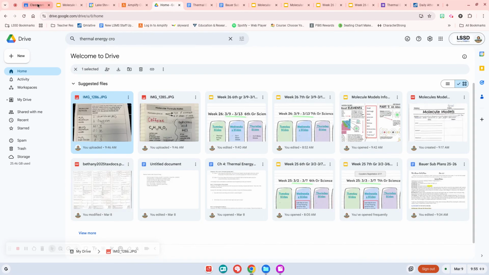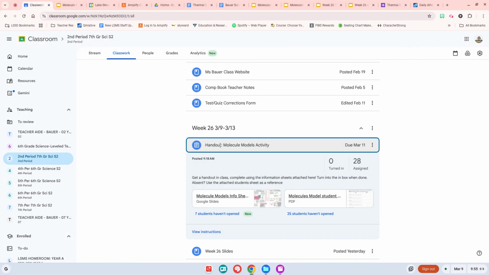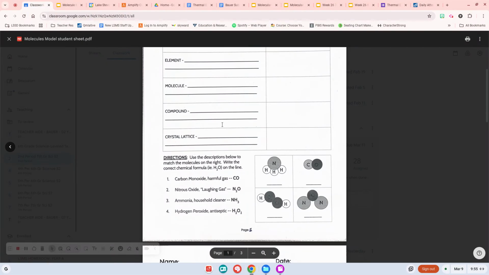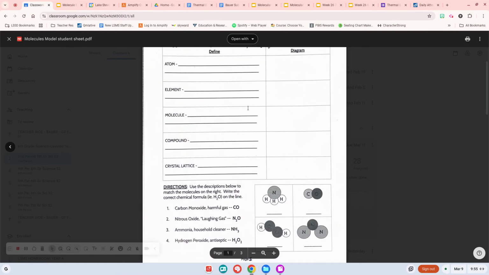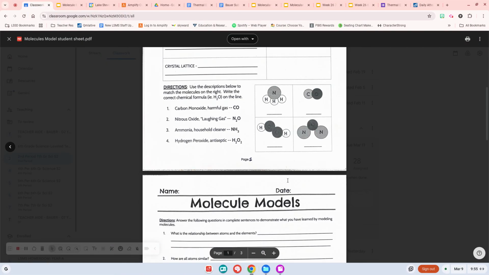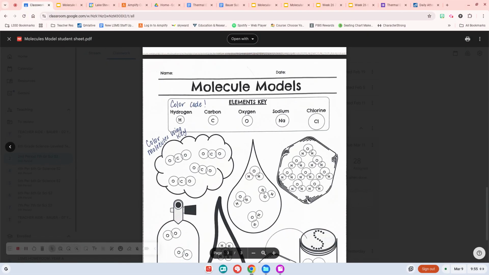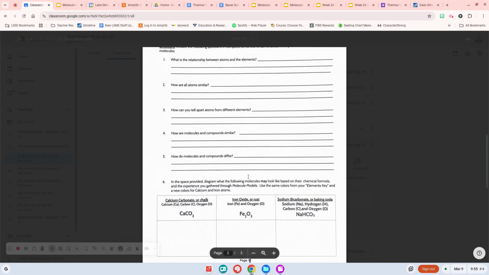If you check out your Google Classroom, you can see molecules model activity. Student sheet is here. It looks like this. This is going to be some review for you, and also some new stuff where you're going to be practicing deciphering your chemical formulas here and here, making a model. And the last page, you're going to actually color code and get a better visual understanding of how molecules make up substances around us.